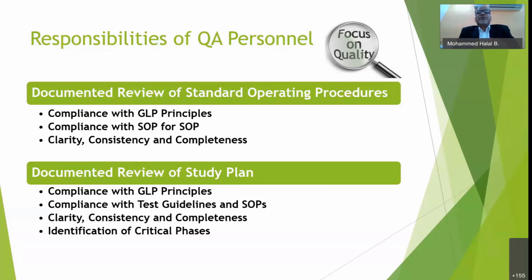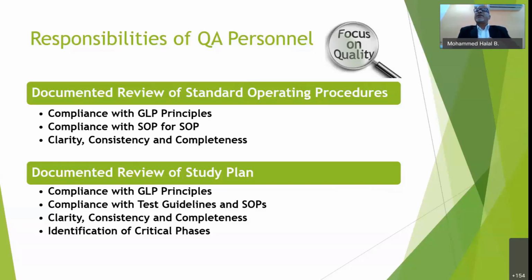And whether the study plan is prepared in compliance with the test guidelines committed by the study director. Every study has certain test guidelines to conduct the experiment. So which guidelines are they committing? What that guideline says should be captured and incorporated in the study plan, they have to see. And every study needs to be conducted as per the guidelines and also some of the relevant SOPs. So whether these are incorporated or not has to be seen by the quality assurance person. And again, the clarity, consistency, and completeness of the study plan.